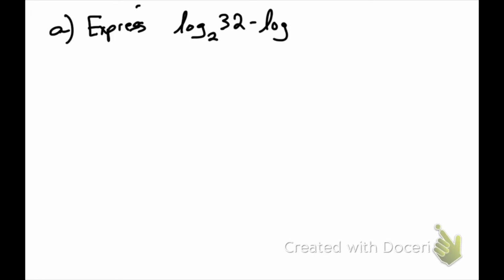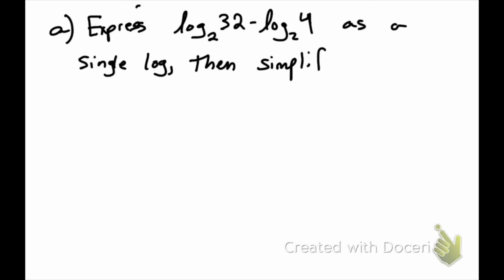So our first example of dividing, look what I got. The type of questions you'll see will say something like this: express log base 2 of 32 minus log base 2 of 4 as a single logarithm, then simplify. So how do I take this and express it as a single logarithm?